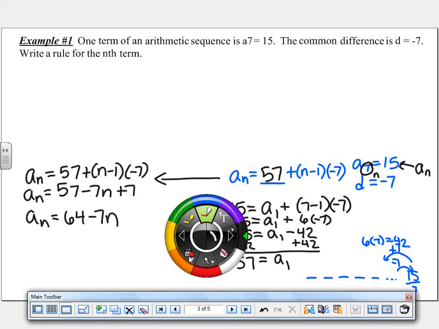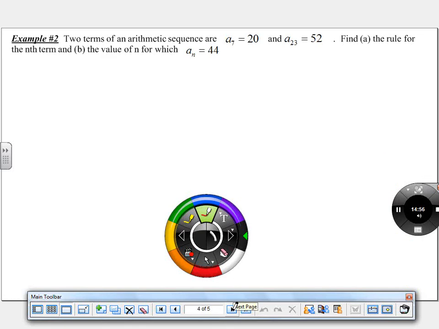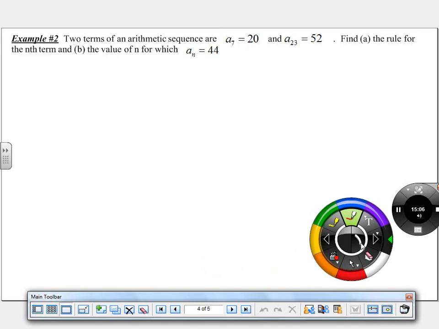All right. Okay, so our rule for this sequence would be 64 minus 7n, or negative 7n plus 64. All right, the next problem that we're looking at gives us two terms, and we're supposed to find the rule and then find an n value when a sub n equals 44.